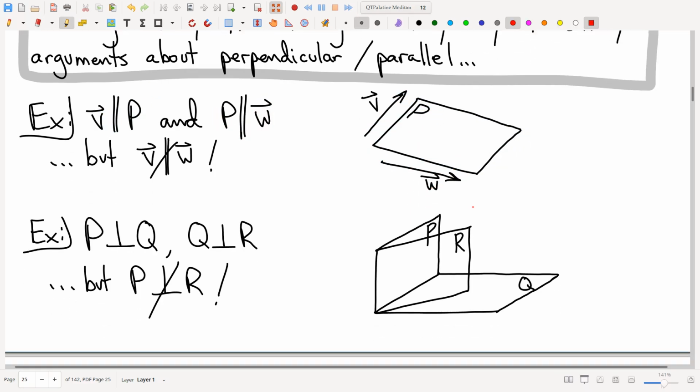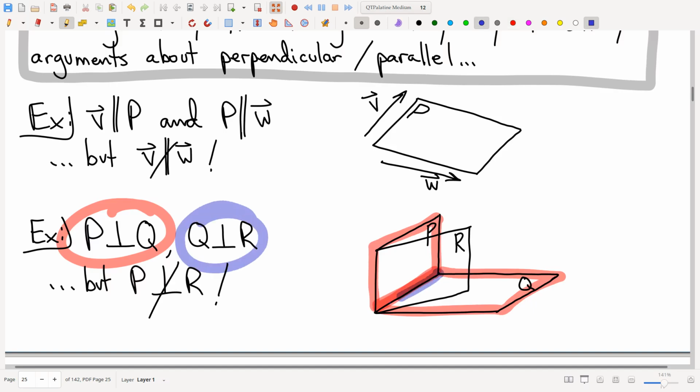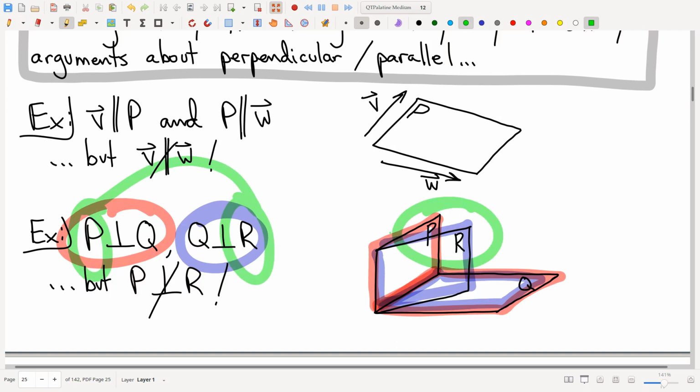Likewise down here. P and Q are perpendicular planes. Q and R are perpendicular planes. Does that mean, rhetorically I ask, that P and R are perpendicular? No, obvious nonsense. At a glance, easy to reject. It doesn't mean they're parallel. It doesn't mean they're perpendicular. It just doesn't mean anything.